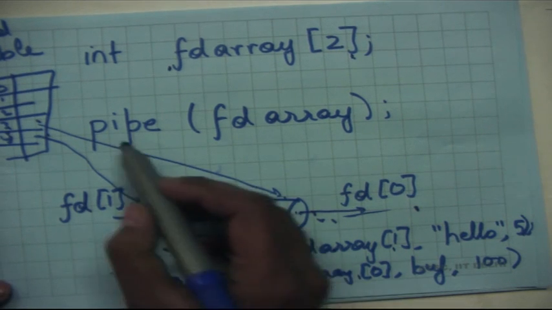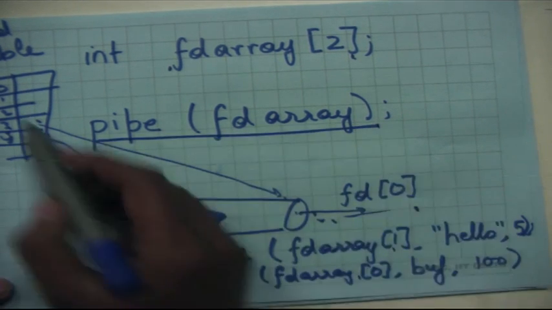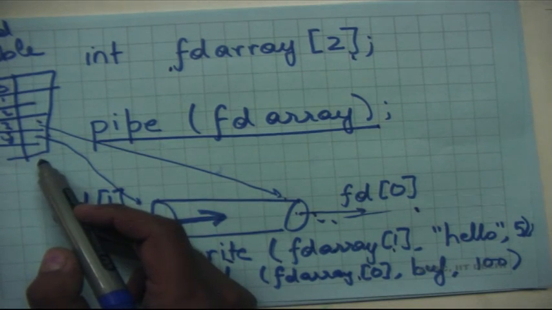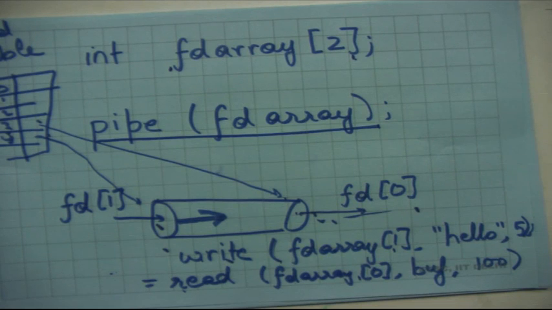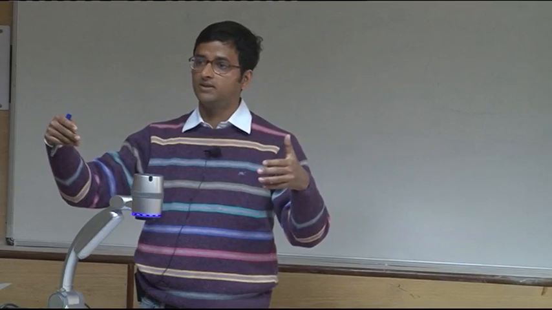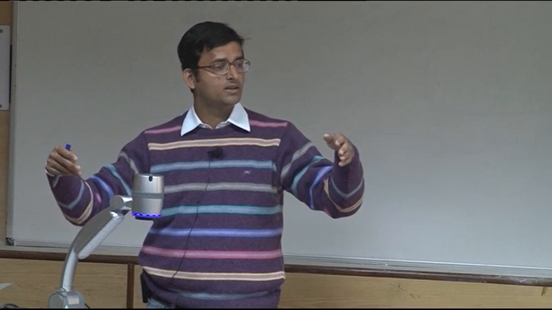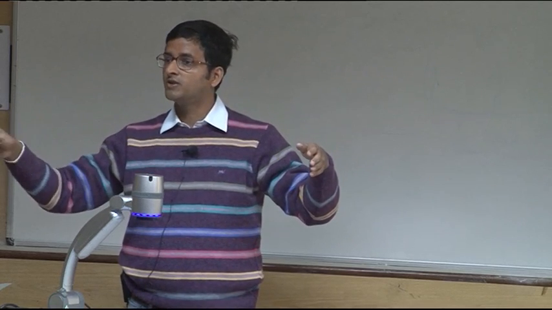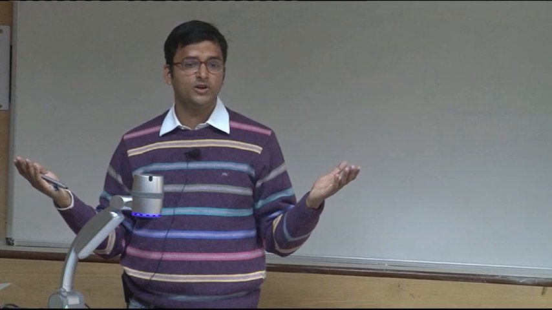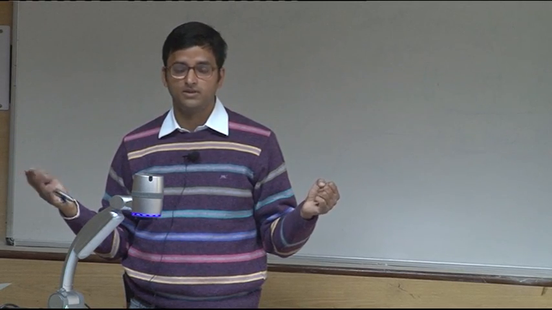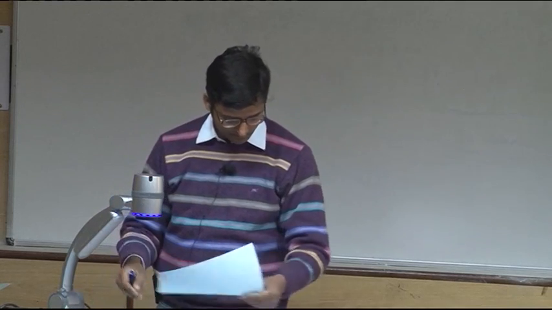So as you can imagine, if I call the pipe system call, I have initialized my file descriptor table in this way, and then I call the fork system call, the file descriptor table gets copied to my child, but the pointers remain the same. So they still share the same pipe. Now if the parent writes to the input end of the pipe and the child reads from the output end of the pipe, you have implemented inter-process communication. Right? So let's see how this works.